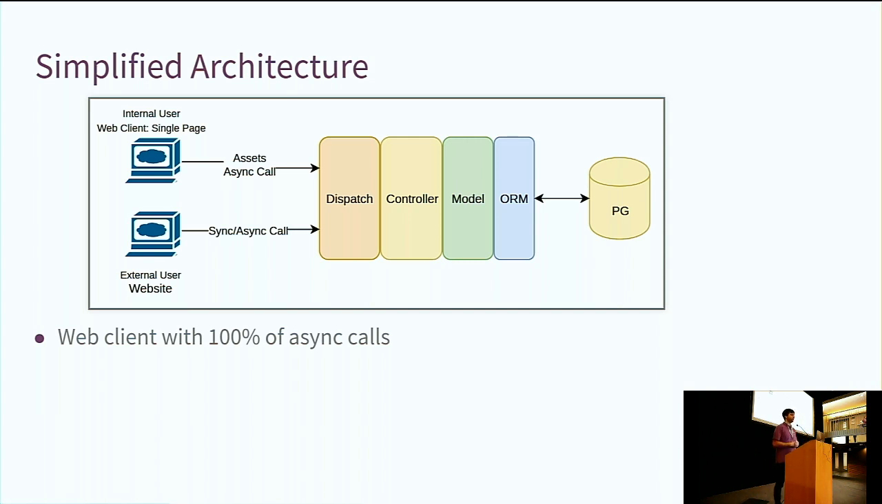The external user on the website, they're making asynchronous calls, synchronous calls, it depends. Everything is handled by a dispatcher that will dispatch to the right controller. Of course, the controller will use a model. The model uses the ORM to talk to Postgres. You know already about that. So if you are a backend developer, you work with the web client most of the time, and you have 100% asynchronous calls. You don't see anything in the address bar.